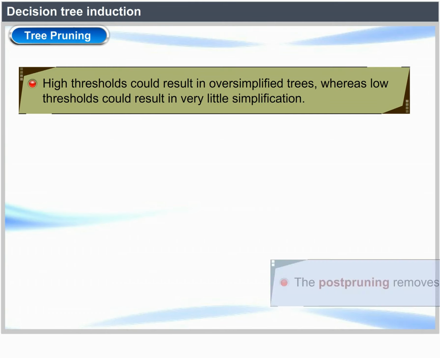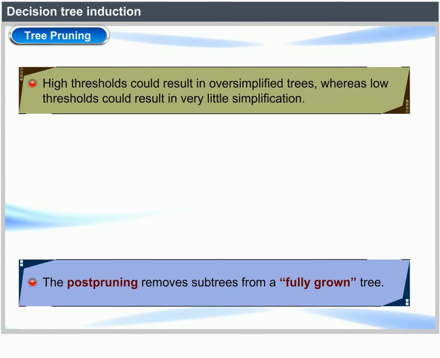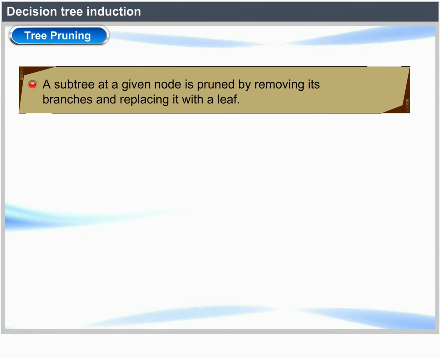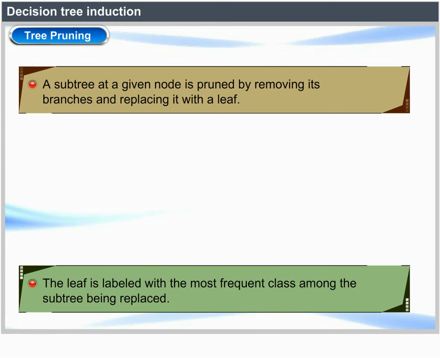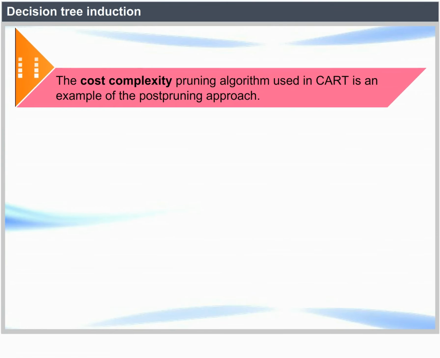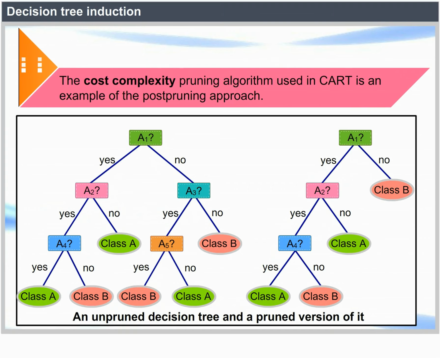Post-pruning removes subtrees from a fully grown tree. A subtree at a given node is pruned by removing its branches and replacing it with a leaf. The leaf is labeled with the most frequent class among the subtree being replaced. The cost complexity pruning algorithm used in CART is an example of the post-pruning approach.